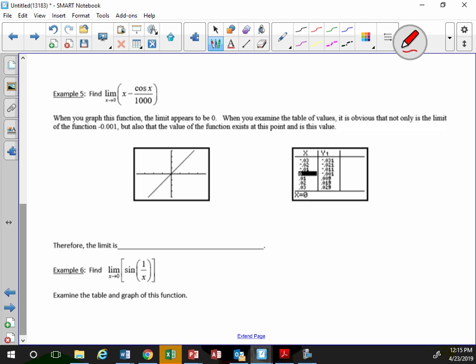All right, guys. With this one, if you graph it, it just looks like a line, okay? It looks like as x approaches 0, it would be 0. If you look at the table, though, it's not. Let's even think about if I were to just plug in the value of 0. So this is 0. Okay, and what's the cosine of 0? 1. So what's 1 over 1,000?